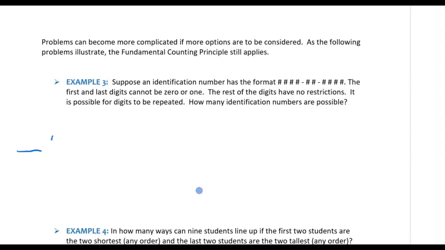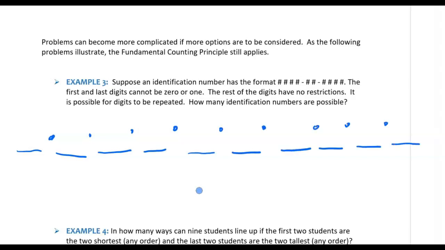So we have 4 digits, then 2 digits, then again 4 digits. We have stipulations on what the digits can be. The first and last digits cannot be 0 or 1. That means the only digits possible in the first and last place of the identification number are 2, 3, 4, 5, 6, 7, 8, and 9. So there are 8 possible options for the first and 8 possible options for the last digits.